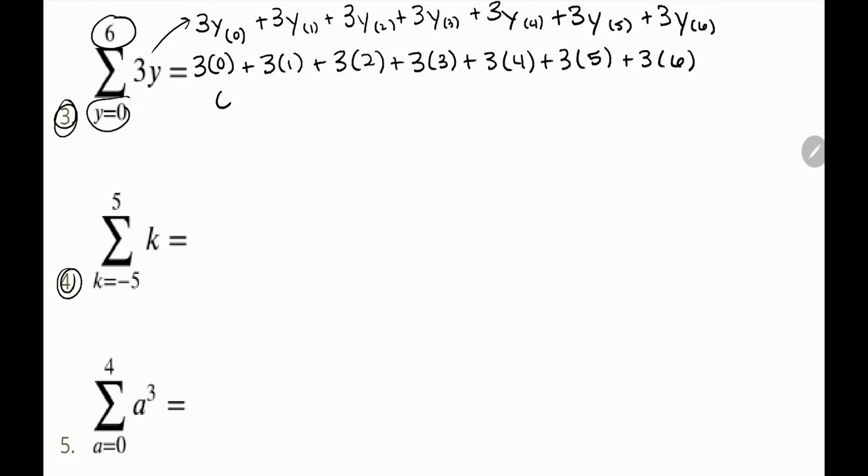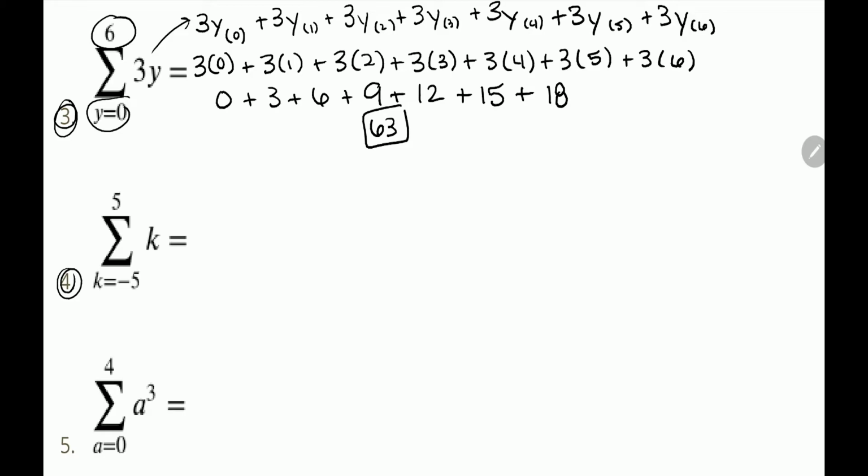3 times 0 is going to be 0. 3 times 1 is 3. 3 times 2 is 6. 3 times 3 is 9. 3 times 4 is 12. 3 times 5 is 15. 3 times 6 is 18. And then if we add all of these together, you're going to end up with 63, and that's your answer.